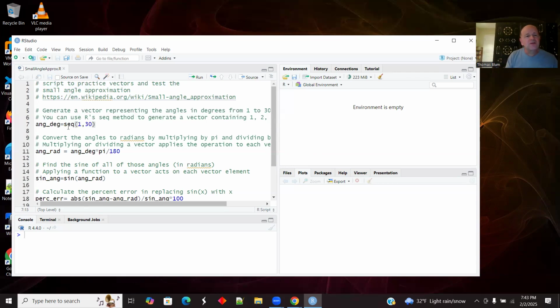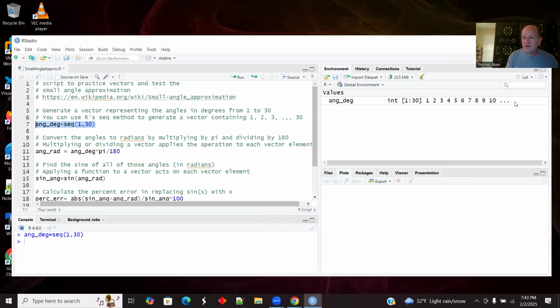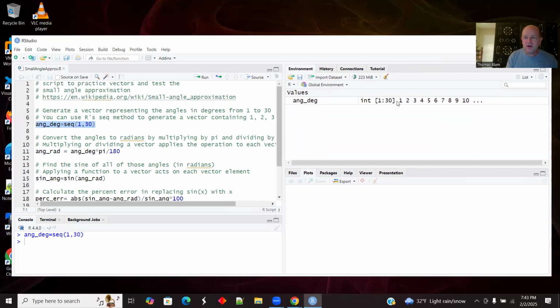Okay. So this is mostly comments and just a few lines of code, but this tells you how good R is at working with vectors. Okay. So just run this line 7 here. I'm going to get this vector with the numbers 1 through 30 in it. There it is. Okay. So we can see that over here. It just goes dot, dot, dot, but it does go up to 30.